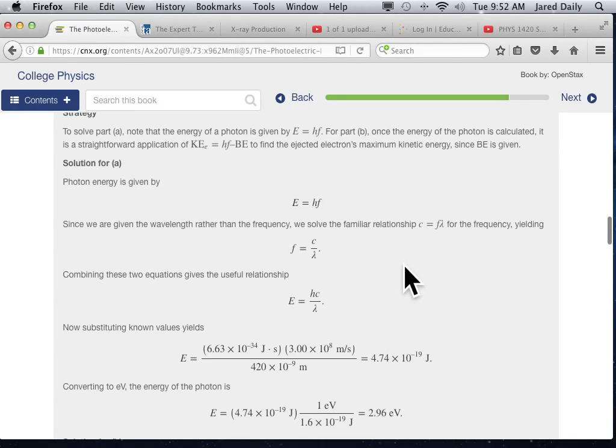So to calculate the energy of this light, you just plug in h times the frequency. We don't have the frequency, we have the wavelength, so we use the equation frequency equals speed of light divided by wavelength in place of frequency, so we have h times speed of light over the wavelength. We plug all the numbers in and we get 4.74 times 10 to the minus 19 joules of energy. That is the energy of a photon of 420 nanometer light.